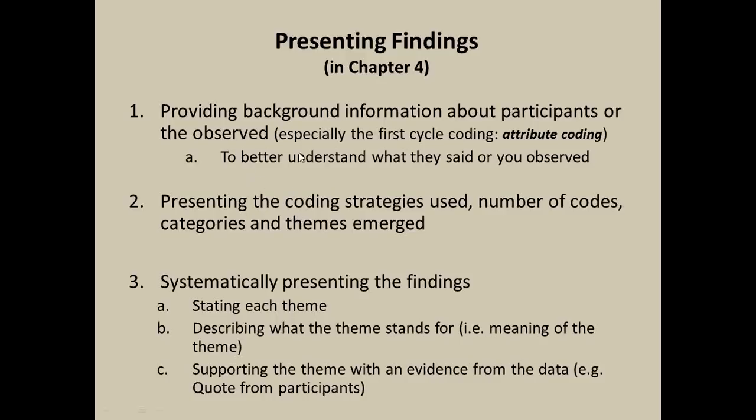The next one is, after presenting the background of participants, you have to tell readers about the coding strategy that you used. Maybe you used in vivo coding, process coding, or magnetic coding. Let people know about the coding strategy and tell them the number of codes that you identified. Are they 20? 30? 40? What about the categories? What kind of categories did you identify? Or what about the themes? Sometimes you can only reach categories and you don't have to go further to develop themes. It depends on your research question. So you talk about all the themes, codes, and categories that you identified.